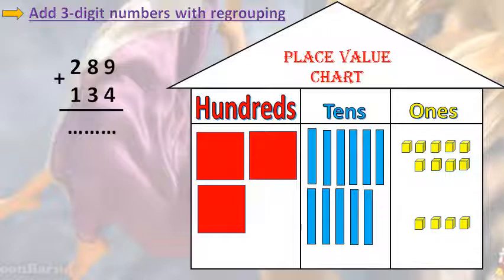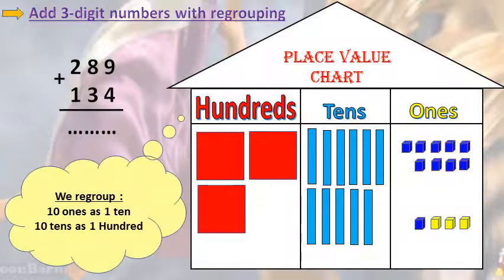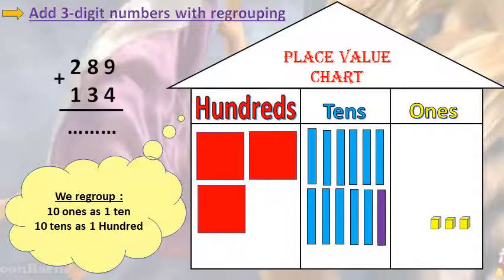Let's count how many ones we have here. We have 9 plus 4 equals, yes, 13. So can I put 13 in the ones room? No, I'm going to put only the 3. What about the 10? I will regroup the 10 into the tens place. Take the 10 ones and move it to the tens place. So I'm going to take away this 10 ones and add it to the tens. Okay, by 110. Then I'm going to count.